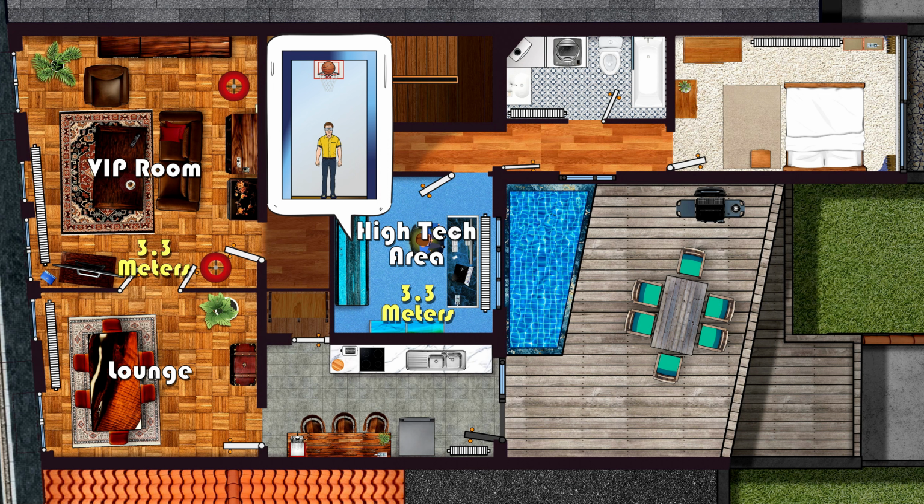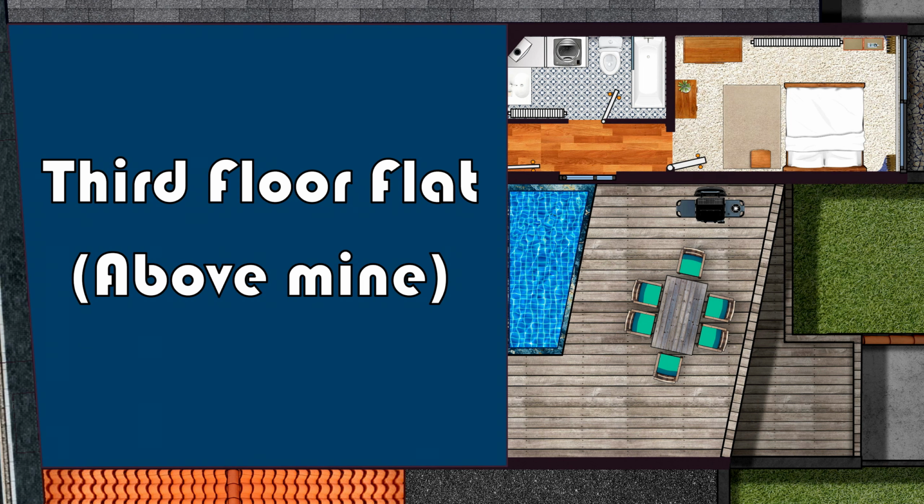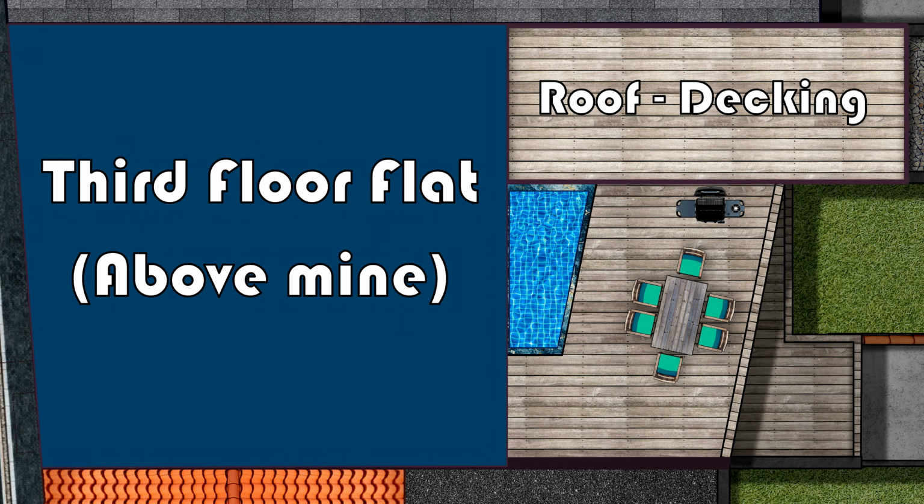Before we move forward, it's worth noting that all the areas we've explored so far, except for the terrace, are beneath the third floor flat. However, the next areas we'll visit have direct roofing above them. This roof currently has wooden decking.